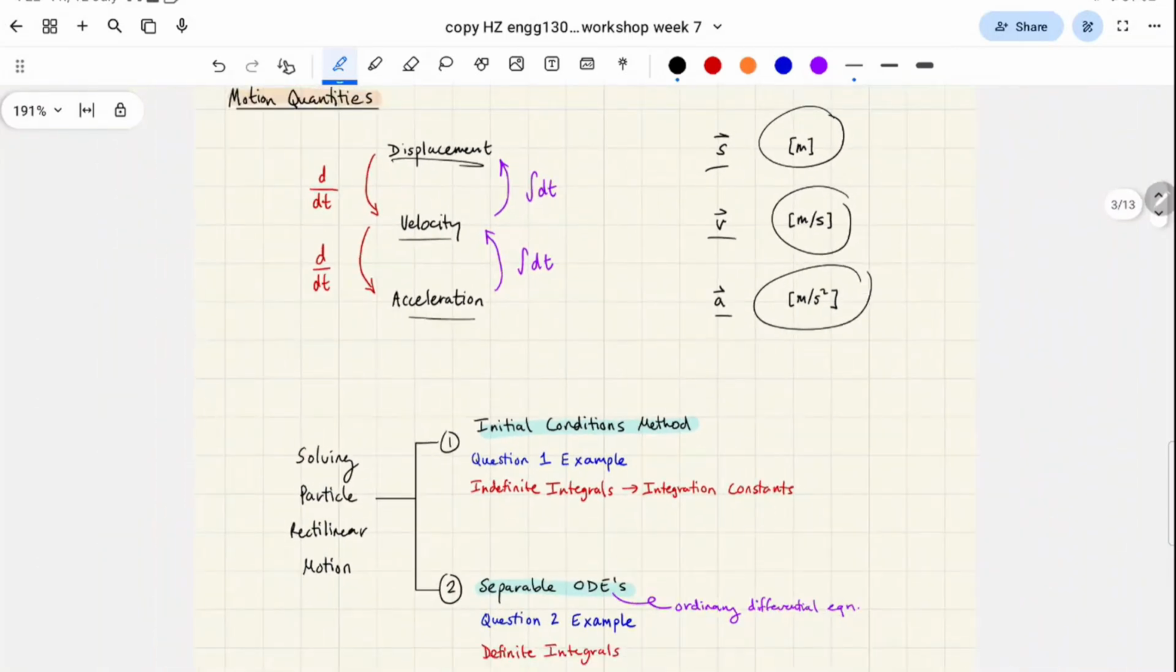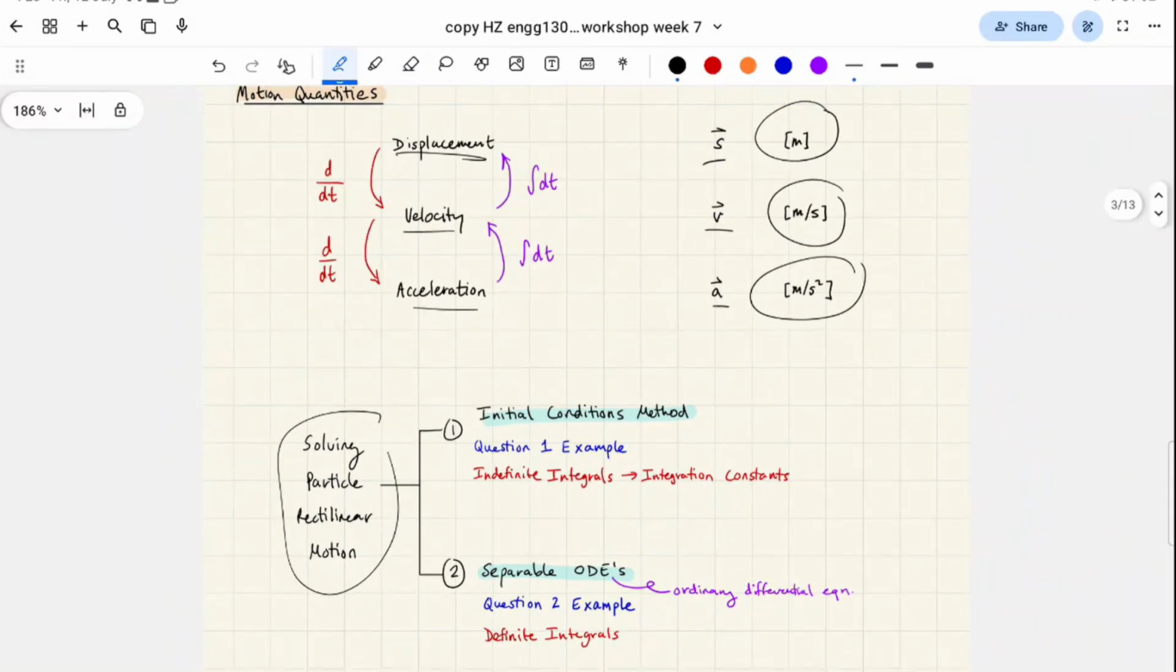Basically, we're going to be solving particle rectilinear motion, straight line motion, considering these motion quantities, and we're going to be using a little bit of our understanding of calculus to do so, right? Usually in this part of the course, you are given a function, like an algebraic expression, and then you're told to find various numbers associated with these motion quantities.